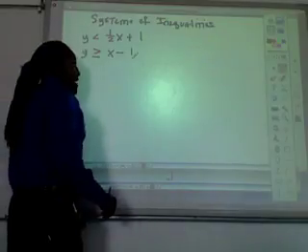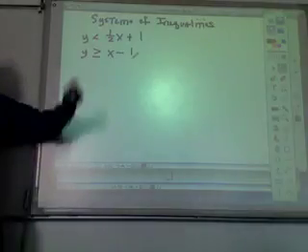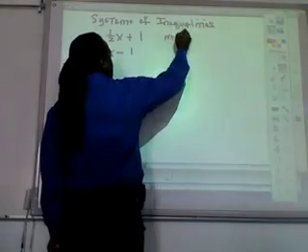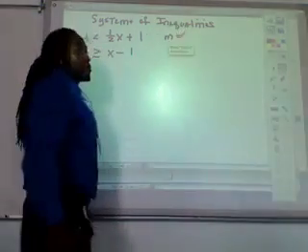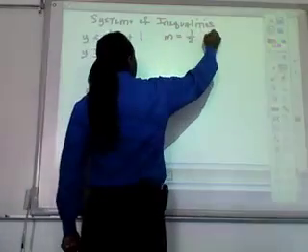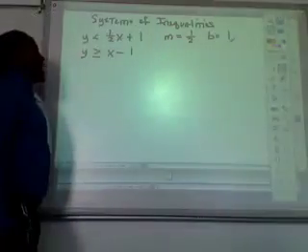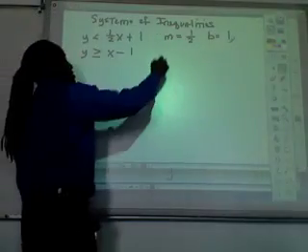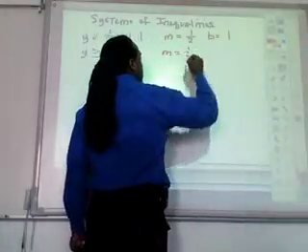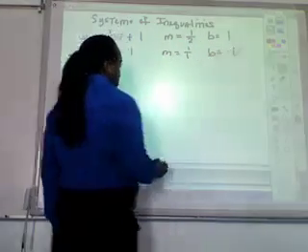All right, and so let's look at it. Let's label our components of each inequality first. What is our slope for our first inequality? 1/2. Our start point is going to be 1. For this next inequality, our slope is 1/1, and our start point here is going to be -1.